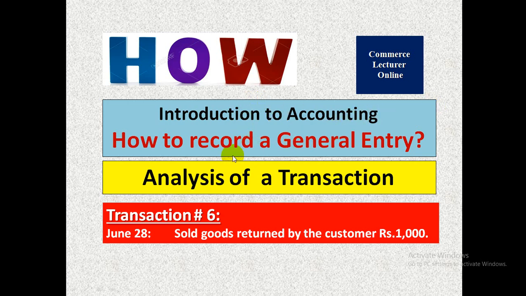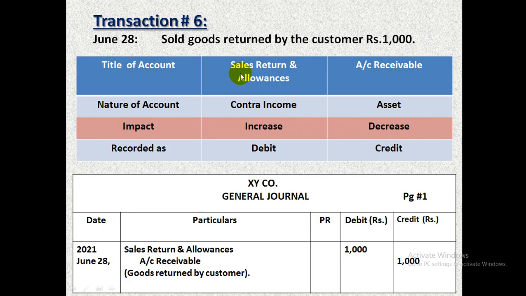To record a journal entry, analysis of a transaction, transaction number 6. Sold goods returned by the customer, rupees 1000. How to record this transaction in a journal entry form in the journal? Let's analyze the transaction in terms of increase and decrease.